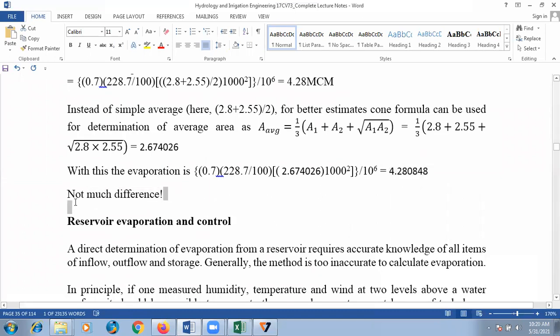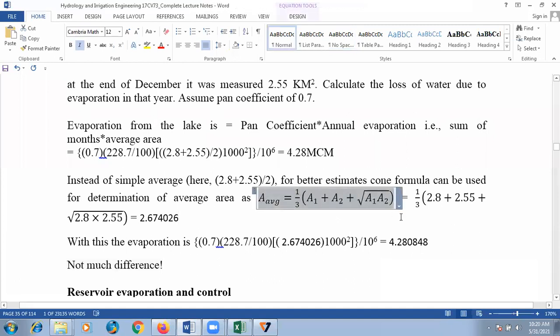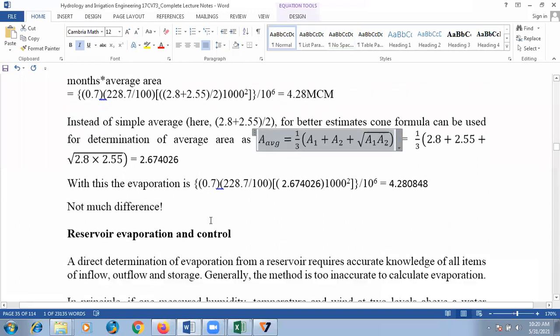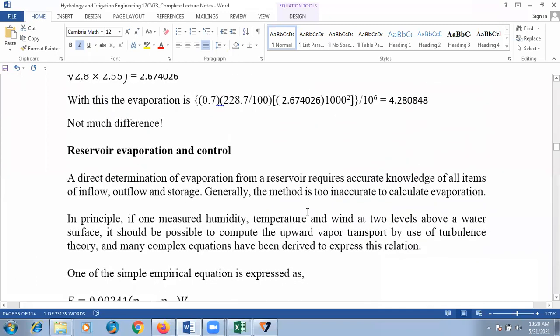But in few situations, when there is marked difference in the area, if you are assuming the lake in the form of a cone, then in which case using this cone equation will be very helpful. For that reason, you please remember this equation. So that is the only difference. Otherwise, you can take average area also to calculate. So that apart, not much of a difference.